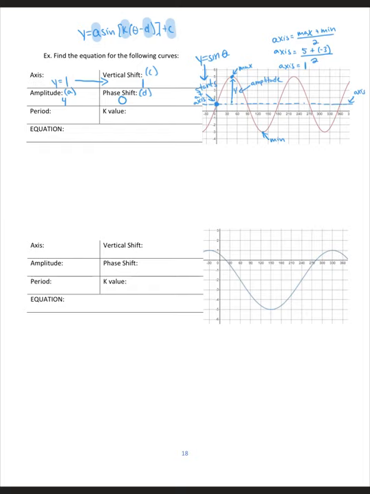All right, let's evaluate how long a period is. So if we're saying that the graph starts at my axis, how long does it take before it repeats that curve? Right there is where it starts to repeat the cycle again. So that is at 180 degrees.